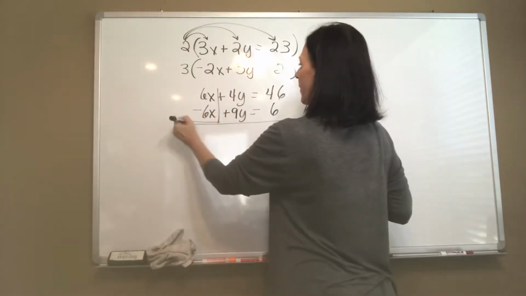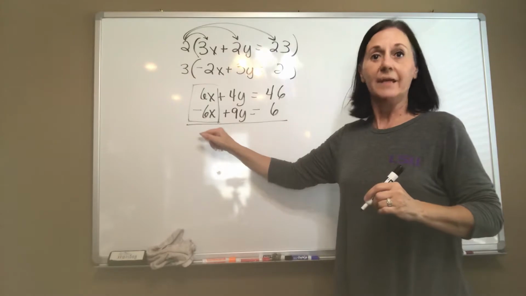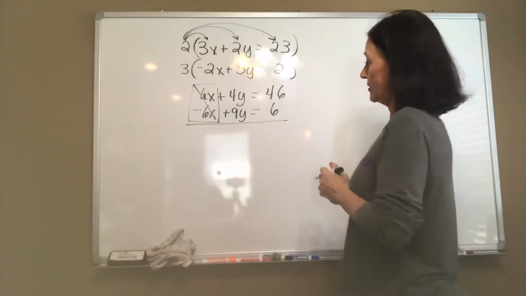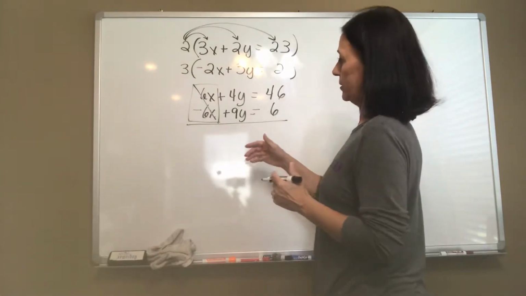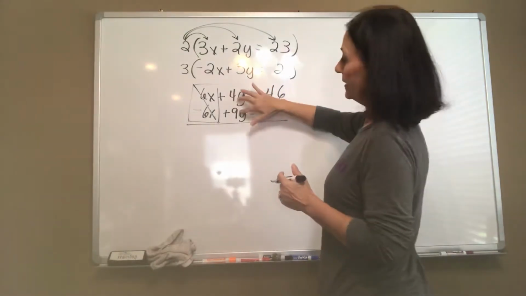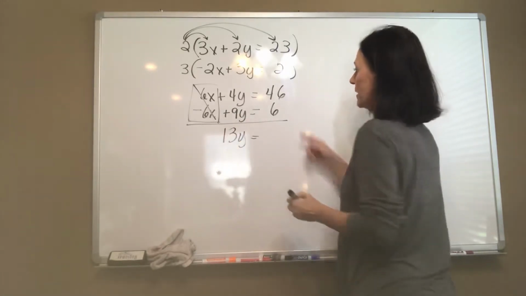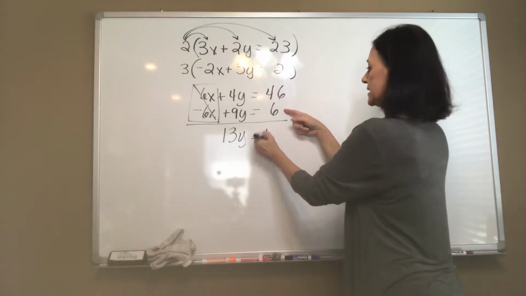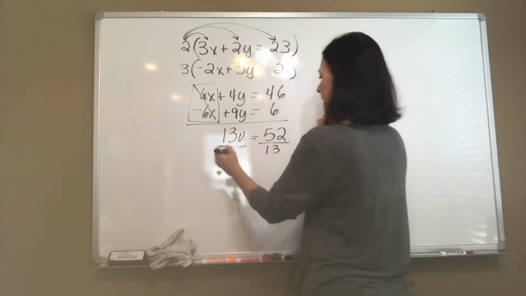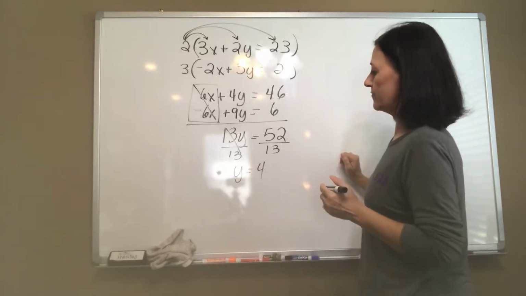This is what I want to end up with. A positive, negative, same coefficient, so that when I add them, it's 0x. So my x's literally are eliminated, thus the term elimination. So I'm adding the equations. That is 0. And when I add variables, I combine their coefficients. So it's 4 plus 9 is positive 13y. 46 and 6 is 52. When I divide both sides by 13, y equals 4. 52 divided by 13 is 4.